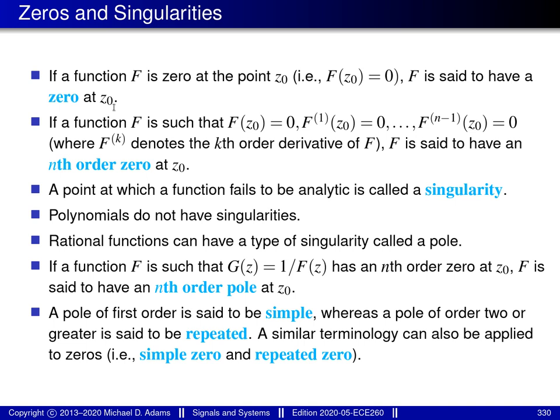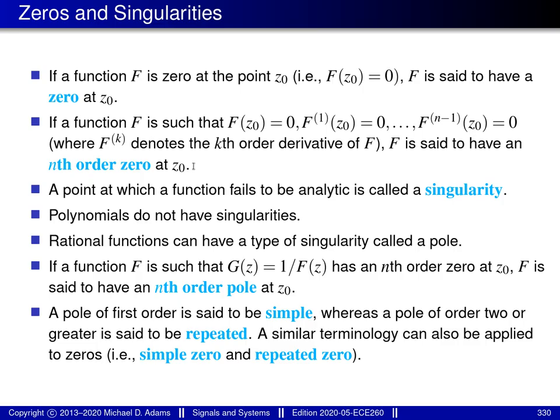Now, if in addition to a function being 0 at a particular point, so if we take our function f and we evaluate it at z0, we get the value 0. So by definition, this means the function f has a 0 at z0. But if in addition to this condition, we have that the first n-1 derivatives of this function, so this notation here, these bracketed quantities are denoting derivatives. So this is the first order derivative, this is the n-1th order derivative. So if the first derivative evaluated at z0 and then the second derivative, third derivative, and so on up to the n-1th derivative all evaluated at this point z0 are equal to 0, then we say that the function has an nth order 0 at the point z0.